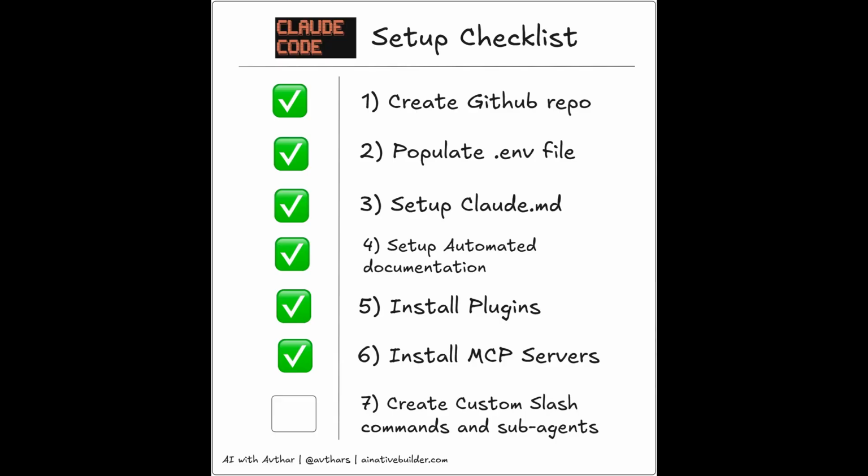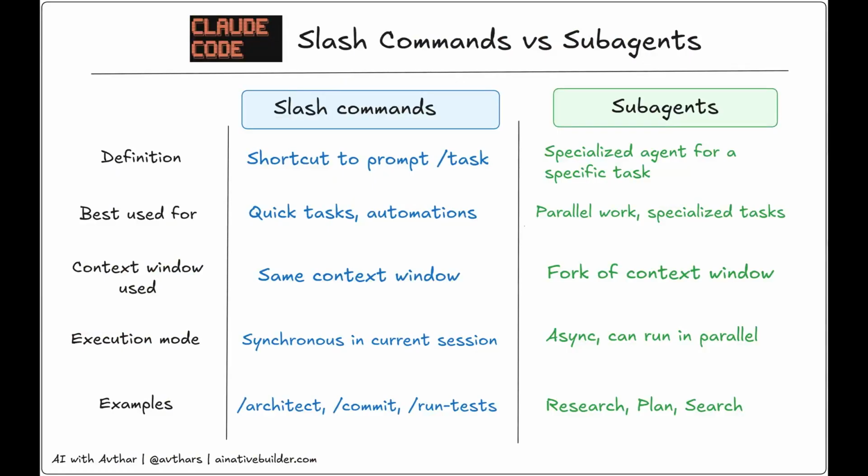Step 7, and the final step in the setup checklist, is setting up /commands and sub-agents. Now, both /commands and sub-agents are automated ways for Claude to perform specific tasks and workflows, but they work differently, and understanding the difference is really important. A /command is a shortcut to a prompt or a task.